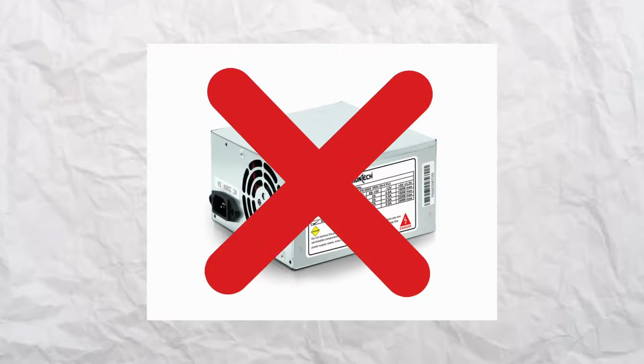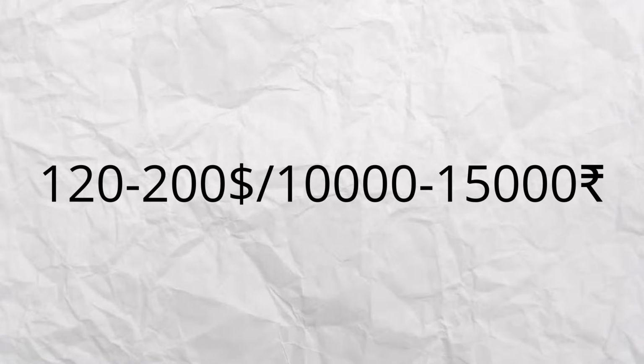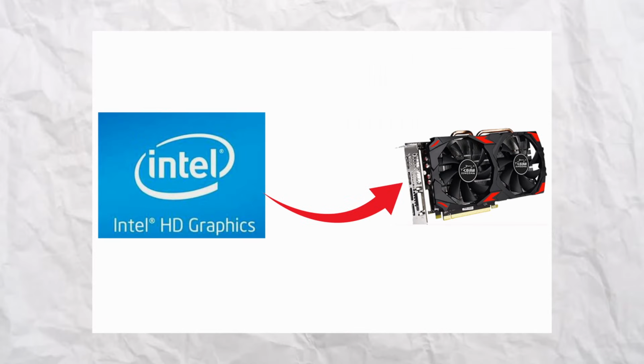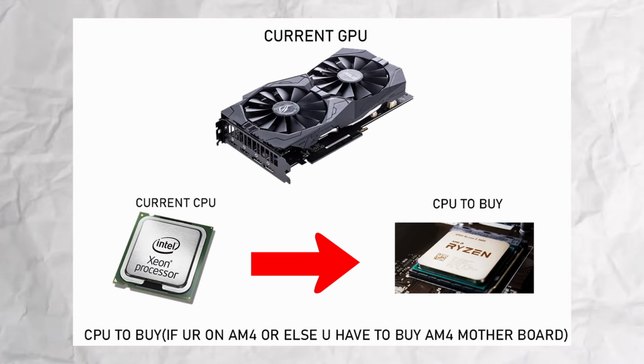These types of graphics cards need a good power supply. To run these cards, you at least need a 400 watt power supply. If you have a bigger budget like $120 to $200, I recommend you either upgrade your CPU or GPU. If you already have a good CPU, you can buy a GPU, or the other way around.